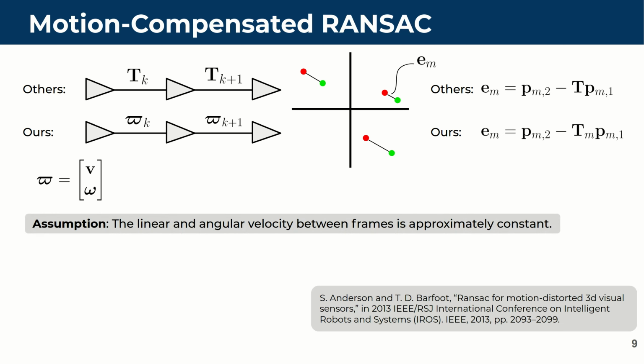This work relies on the motion compensated RANSAC formulation that was initially shown by Sean Anderson in 2013 and applied to a 3D scanning radar. The key assumption that this algorithm makes is that the linear and angular velocity between frames is approximately constant. The transform Tm between each pair of features can be written in terms of the time difference between the pair of features, delta Tm, and the estimated body-centric velocity, varpi.